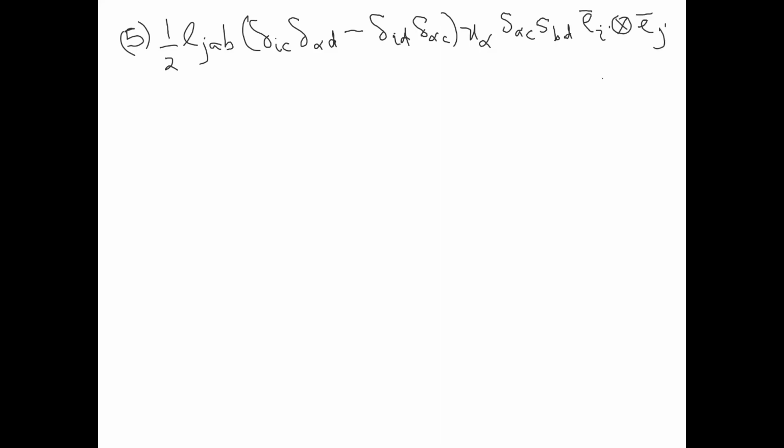So step 6, half. Remember that your Kronecker deltas are scalars. So it means that I can write this way.